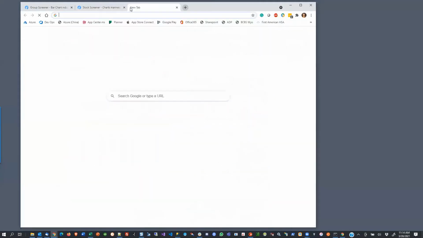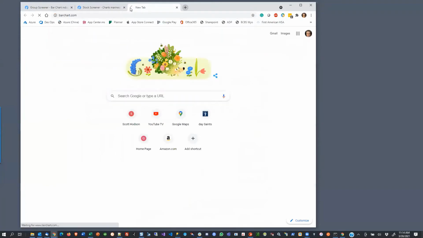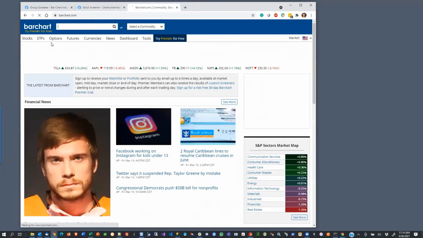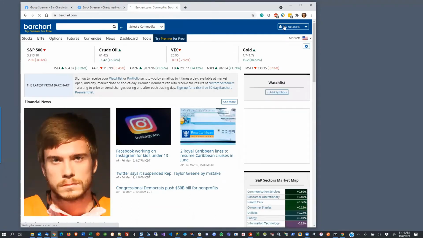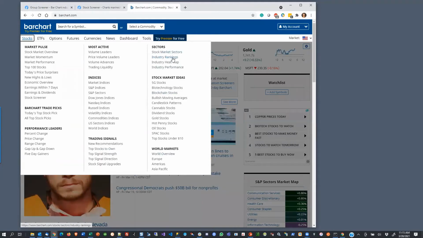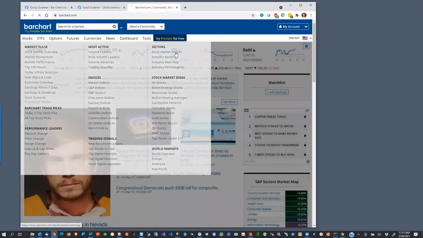Another one I use is Barchart. That's where I got some of these I listed here. I think it's under Screener. I have a free account, but let's see, stocks, sectors, industry rank. Let's go to stock market sectors.